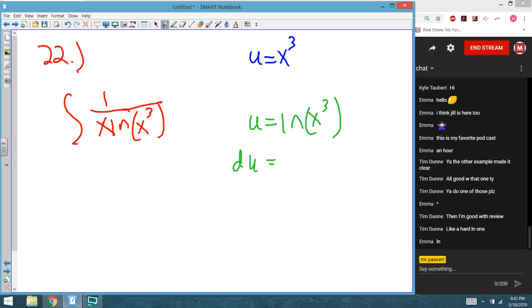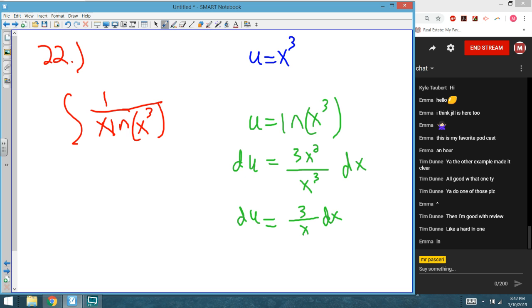Okay, so du would equal, let's just find out, 3x squared over x to the third dx. There's some good news here, guys. Check out the 3x squared and the x to the third. Two of the x's are going to go away, so we're going to have 3 over x dx. That's what du equals.